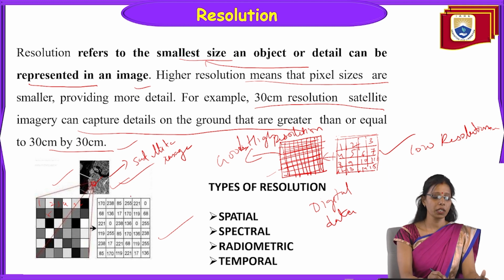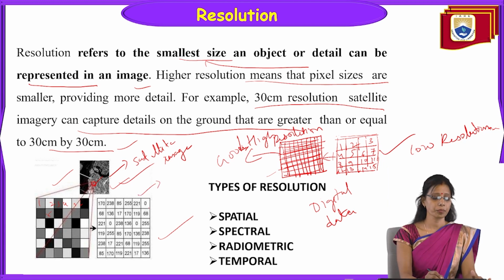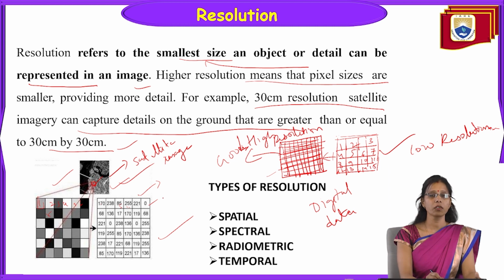Now this satellite image has a number of pixels, and each pixel has a number on it. Suppose this is pixel number 1, it has a number like 170, 238, 85, 255, 221, 0. So there are different numbers given by the system to the pixels. Each number is called a digital number. These numbers are given by default by the system to the satellite image or any kind of digital image.